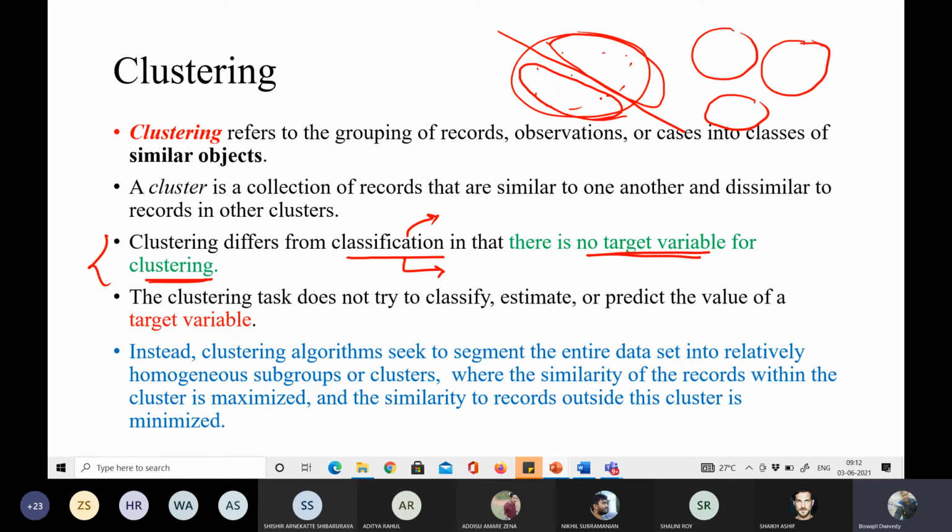The clustering task does not try to classify, estimate, or predict the value of a target variable. As no target variables are there, we are not going to work according to a target variable, or deal with the problem based upon some criteria. The problem is not based upon any type of target variable, so we are not doing classification, estimation or prediction based upon some target variable.